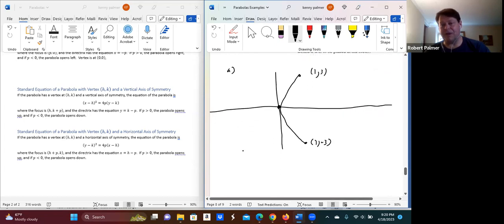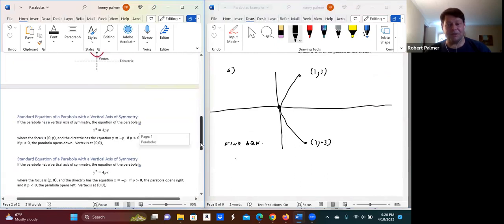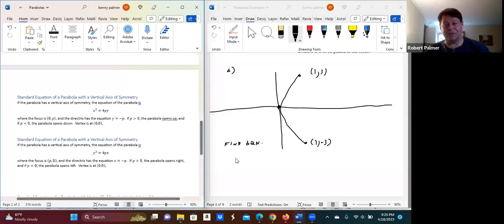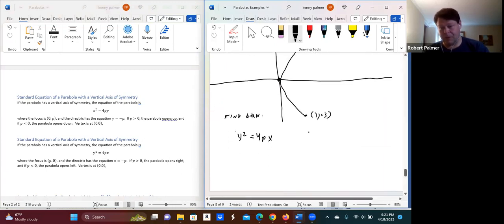Now, what we want to do then is find the equation. So we know the equation with its vertex at the center is going to look like one of these. And since it's on its side, it's going to look like this: y squared is 4p times x. Now here I need to find p.